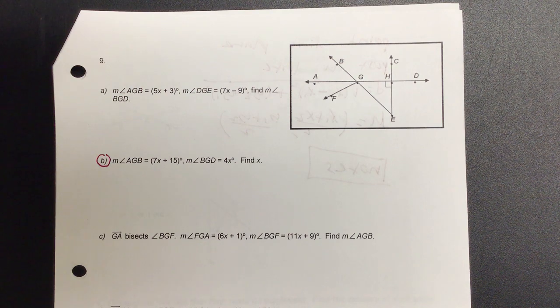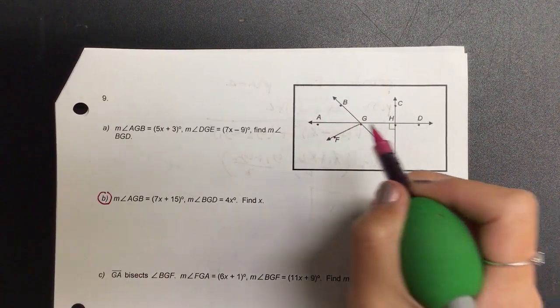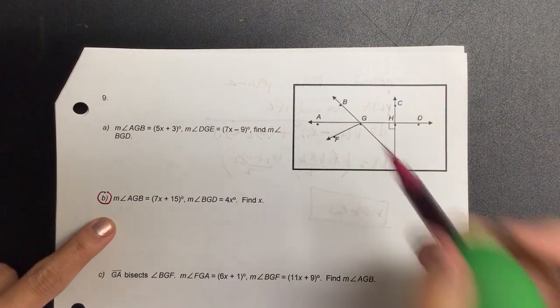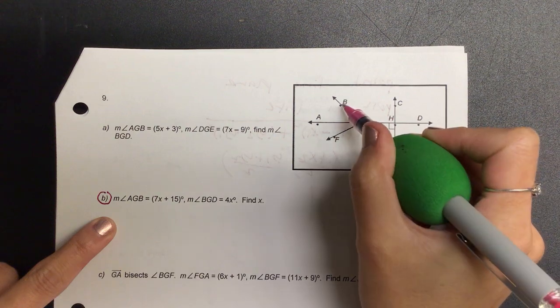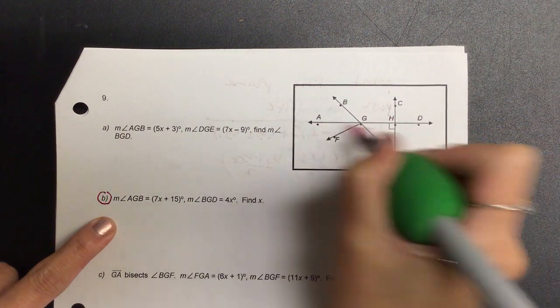M angle AGB equals 7x plus 15. M angle BGD equals 4x. Find x. So we're looking at AGB. So here's AGB. Is that the right one? Yeah. So AGB. And then we're looking at BGD. So are we looking at basically a straight line here?